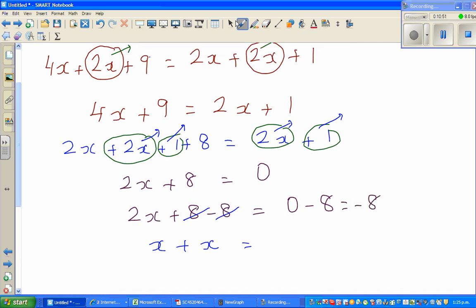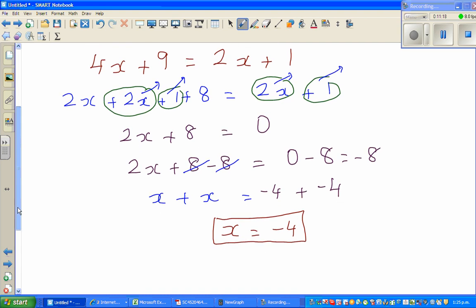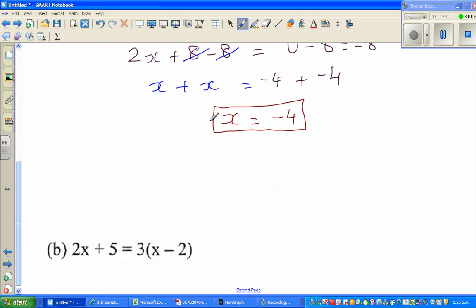Now, how can you write negative 8 as the addition of two identical numbers? That is negative 4 plus negative 4. You've got x plus x here. You've got negative 4 plus negative 4. So you can compare the left-hand side with the right-hand side. You can say x is equal to negative 4. Okay, so this is one way of doing it. I will discuss the next in the next video.